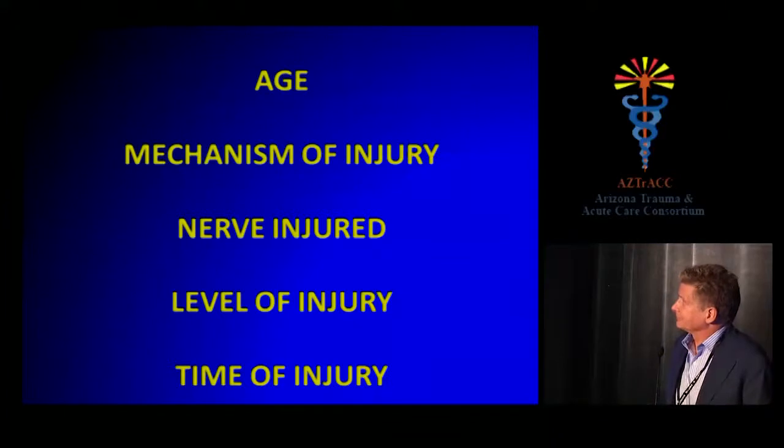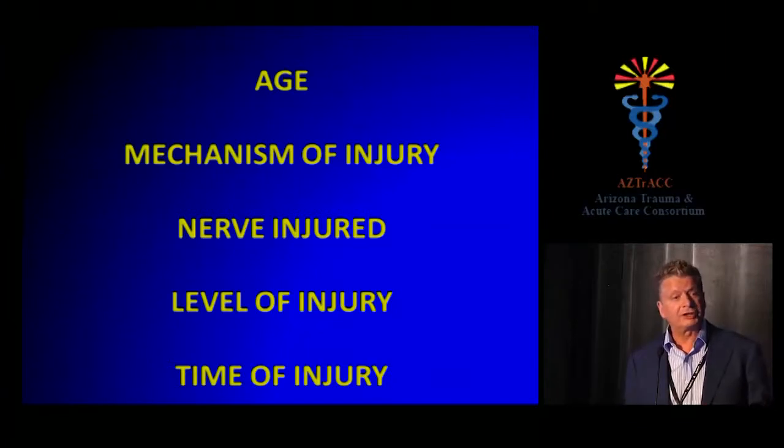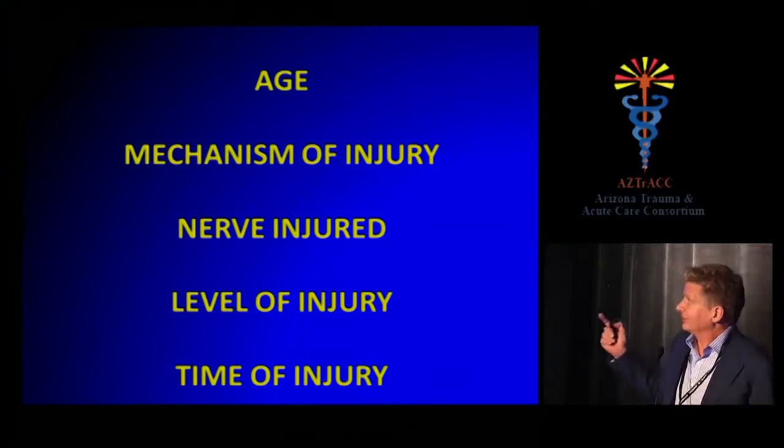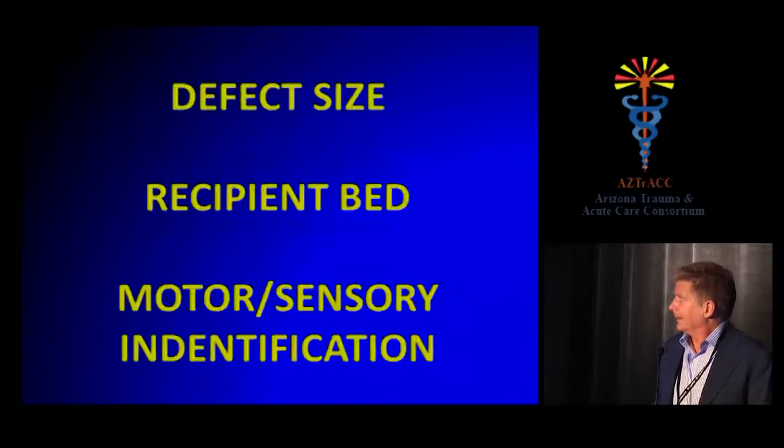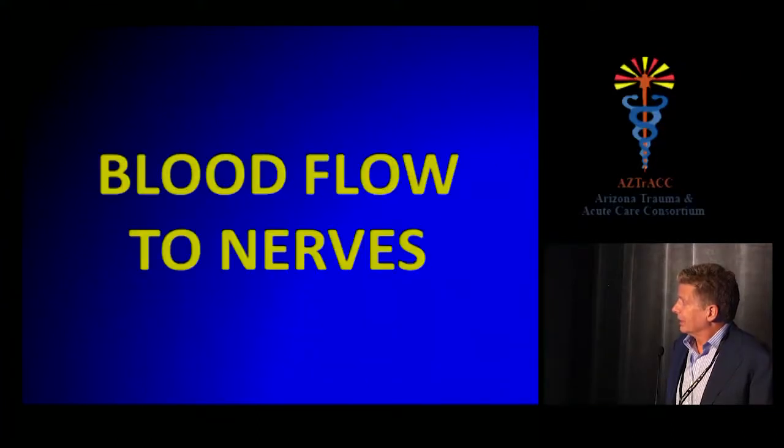auto-transplanting Schwann cells. Age, mechanism of injury, nerve injured, level of injury, time of injury, all play a role, and no one really understands. Obviously, younger is better than older. Less injury is better than more injury. Nerve injury has differences, but you'd rather be distal, close to the target, than proximal. And the timing of injury, just don't let it get out too far. Defect size, recipient bed, motor sensory identification. I think I'll stop there.